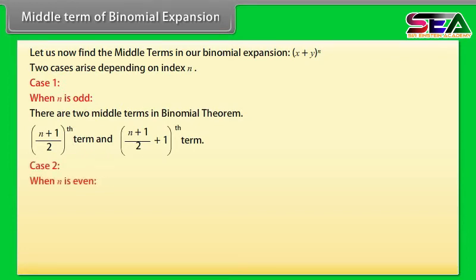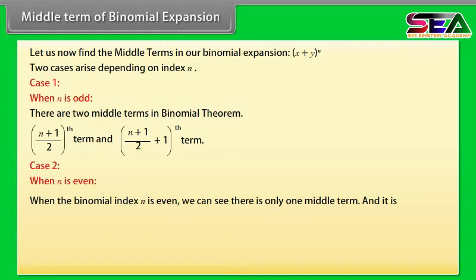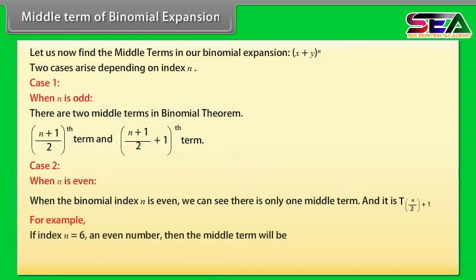Case 2: when n is even. When the binomial index n is even, there is only one middle term, and it is the (n/2 + 1)th term. For example, if index n is equal to 6, an even number, then the middle term will be T_(n/2 + 1) = T_(6/2 + 1) = T_4.